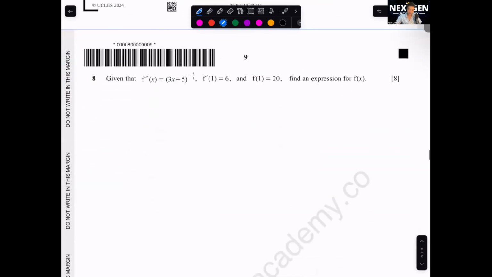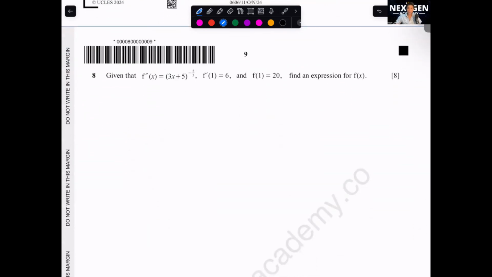Question 8. Okay, this is an integration question. So if you haven't learned integration, go and learn integration first. Otherwise, this part here you won't be able to do. So this is the basic integration type of question. Then later on, you'll see the next one, which they will ask you on the diagram one. So I will just write this is under chapter 15. Integration.